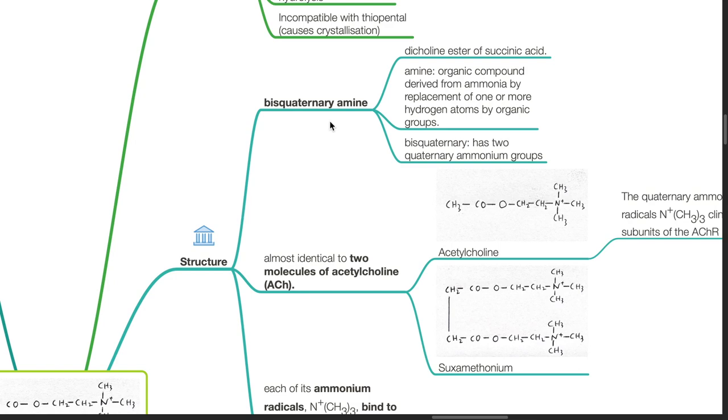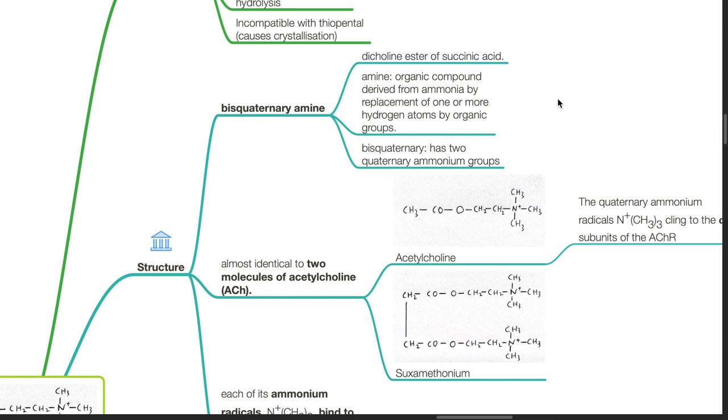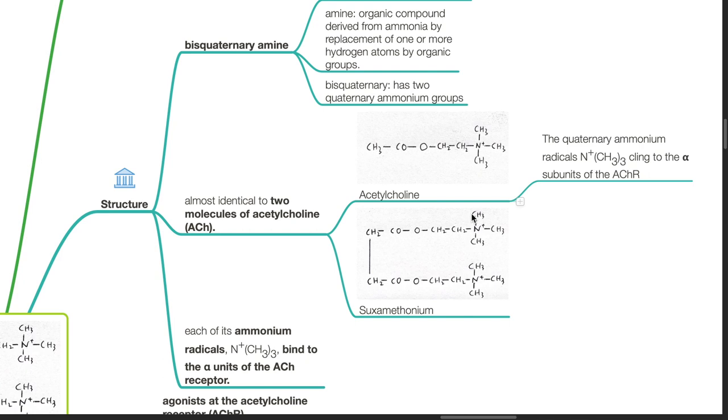Its structure is a bisquaternary amine. It is a dicholine ester of succinic acid. It is almost identical to 2 molecules of acetylcholine. The quaternary ammonium radicals cling to the alpha subunits of the acetylcholine receptor.